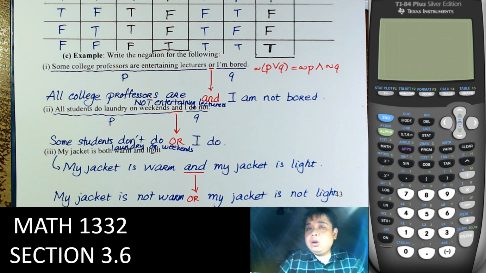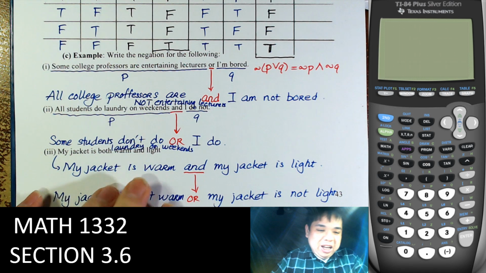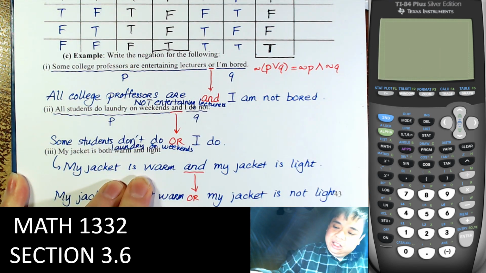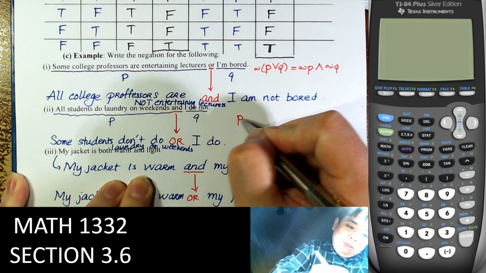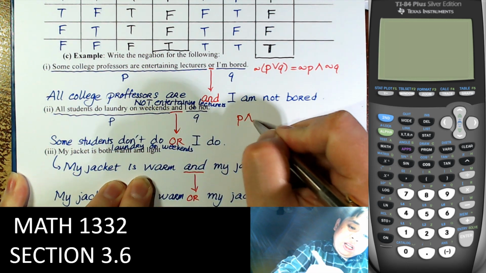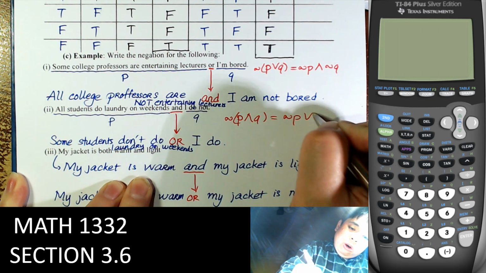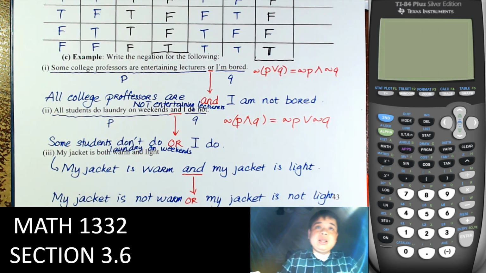Right, and with that, we just write, actually, P and Q originally. That's why the negation of it is not P or not Q.